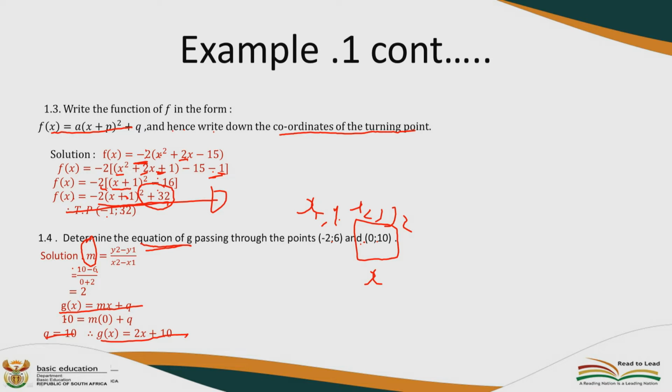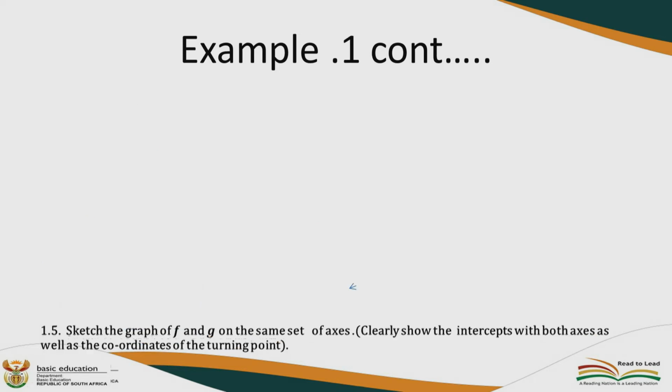This is the equation of the straight line passing through negative 2 and 6 together with 0 and 10. That is my equation of a straight line. Let's move to the next question.